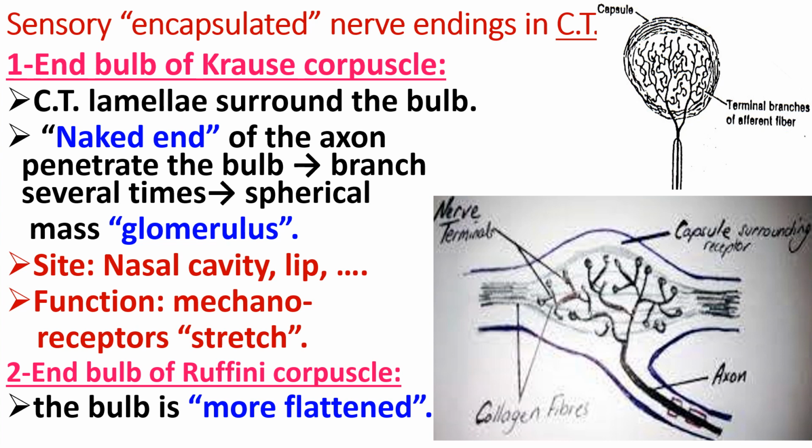So again here, the non-myelinated nerve fiber enters the bulb, penetrates the bulb, and branches several times, forming a spherical mass, like a ball, that we call a glomerulus. Glomerulus means a tuft. It is found in the nasal cavity and lip, and its function is stretch sensation.